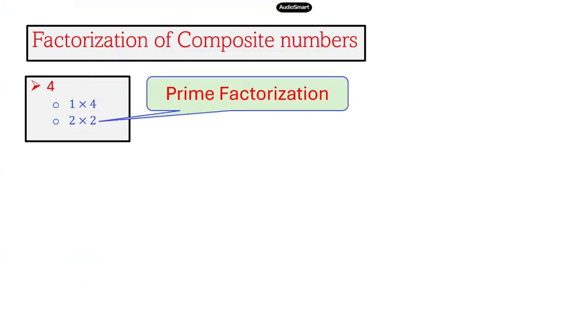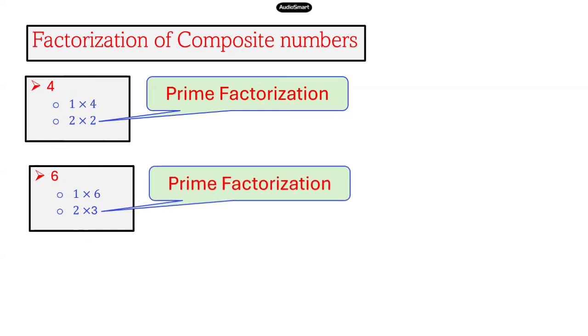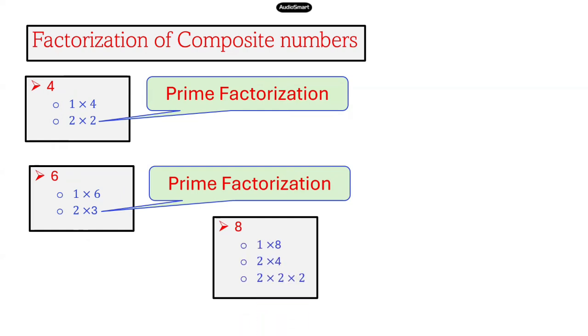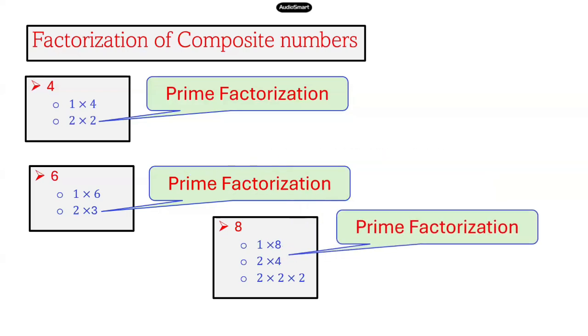Next, we will take some factorizations of composite numbers. Let's say 4. 4 can be factorized as 1 multiply 4 and 2 multiply 2. Only these two factorizations are possible for the number 4, and the prime factorization is 2 multiply 2, because 2 is a prime number, and as I mentioned before, repetition is allowed. Next, take 6. 6 can be factorized as 1 multiply 6, 2 multiply 3, and 2 multiply 3 is the prime factorization. Now for 8, we have 1 multiply 8, 2 multiply 4, and 2 multiply 2 multiply 2. So 3 factorizations for 8, and the last one is the prime factorization.